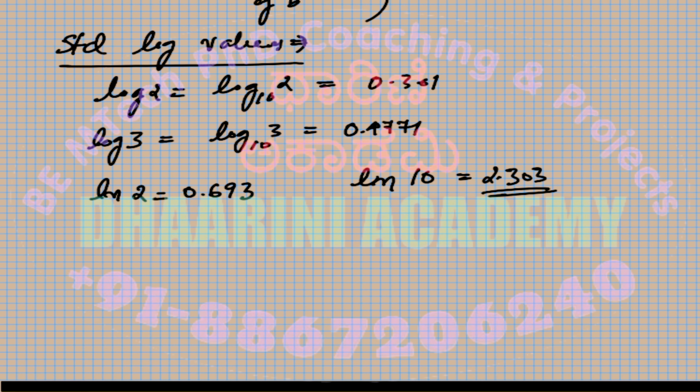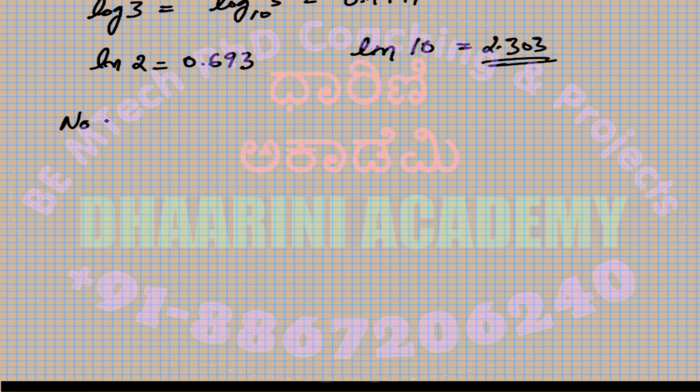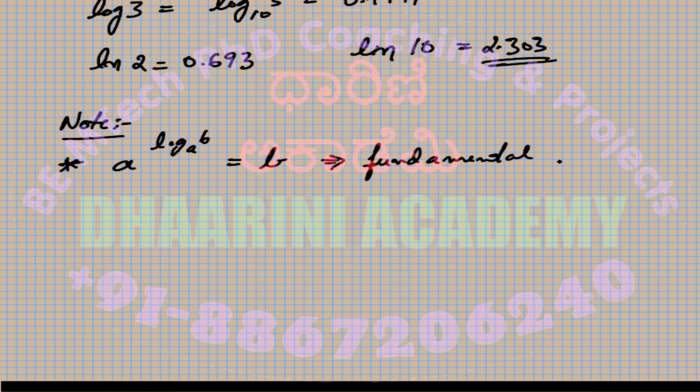Then let's take up a note. There is one property. We'll look at the various identities related to this. The first one is, if I have a to the power log of b to the base a, it is equal to b itself. This particular rule is called the fundamental logarithmic identity.